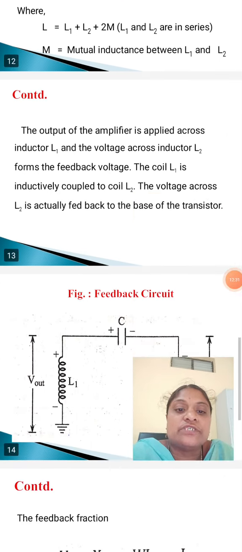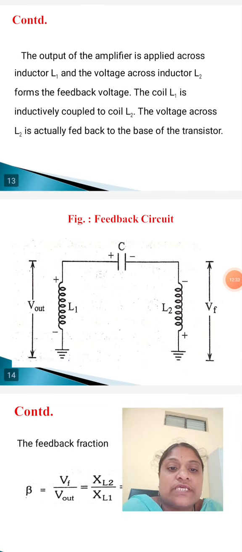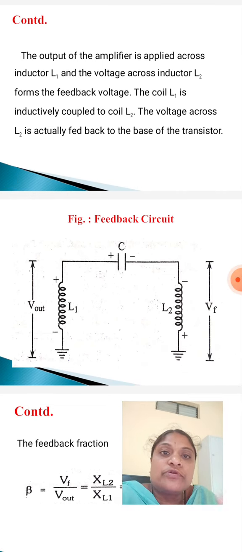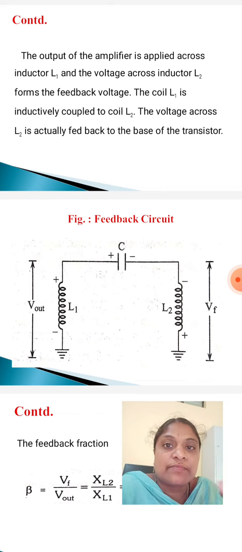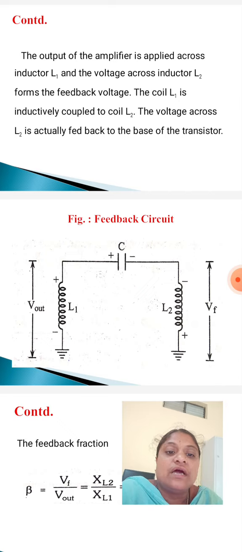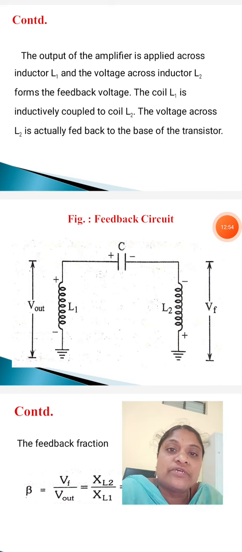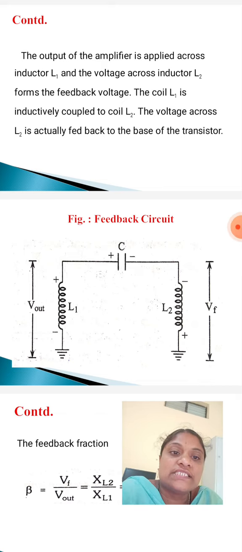Okay. Next, observe this. The output of the amplifier is applied. The output of the amplifier is nothing but V out. So see this figure. This is the figure of the feedback circuit. Observe this feedback circuit. The output of the amplifier is applied across inductor L1, and the voltage across inductor L2 forms the feedback voltage.